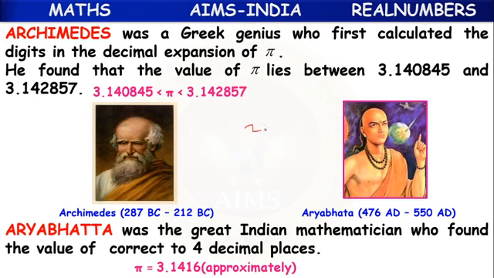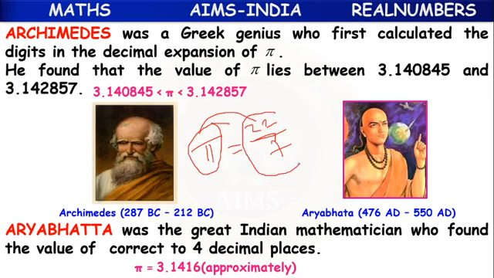Actually, this 22 by 7, in mathematics, we will take it equal to pi. The pi value is approximately considered to be equal to the decimal expansion of 22 by 7, but not exactly, it's an approximate value. The pi value is taken as 22 by 7.